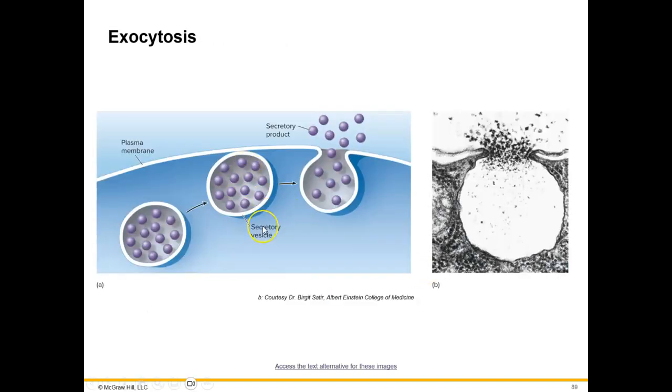Exocytosis is the same process, but going from the inside to the outside. So once again, we've got a vesicle. Those membranes are going to fuse together as they meet. That's going to create this opening so that the contents from within the cell can be expelled out of the cell.